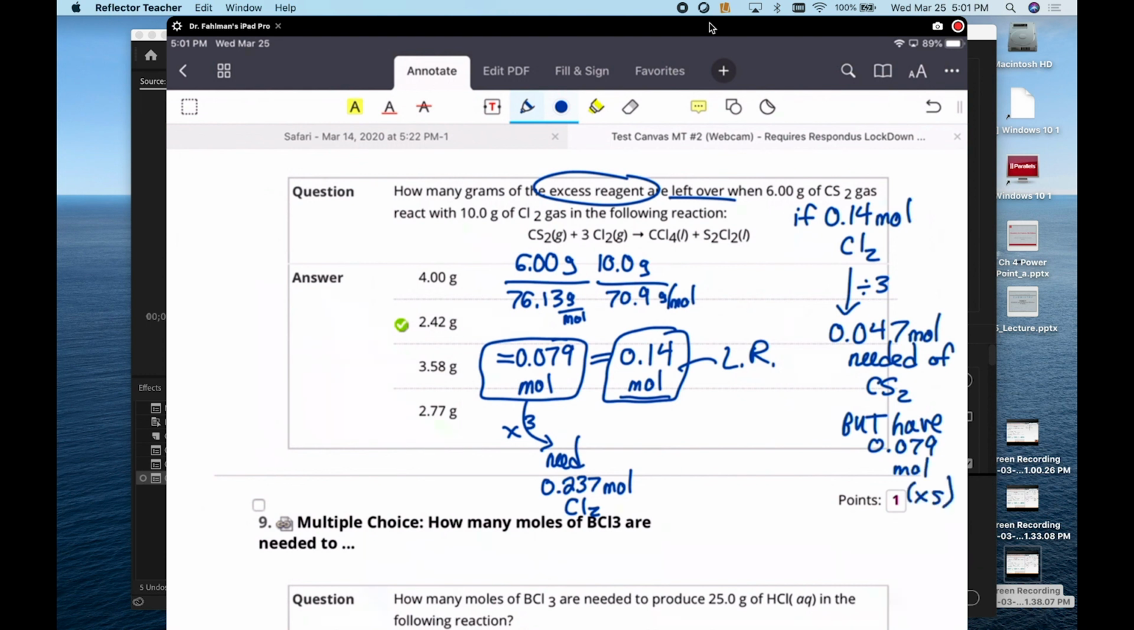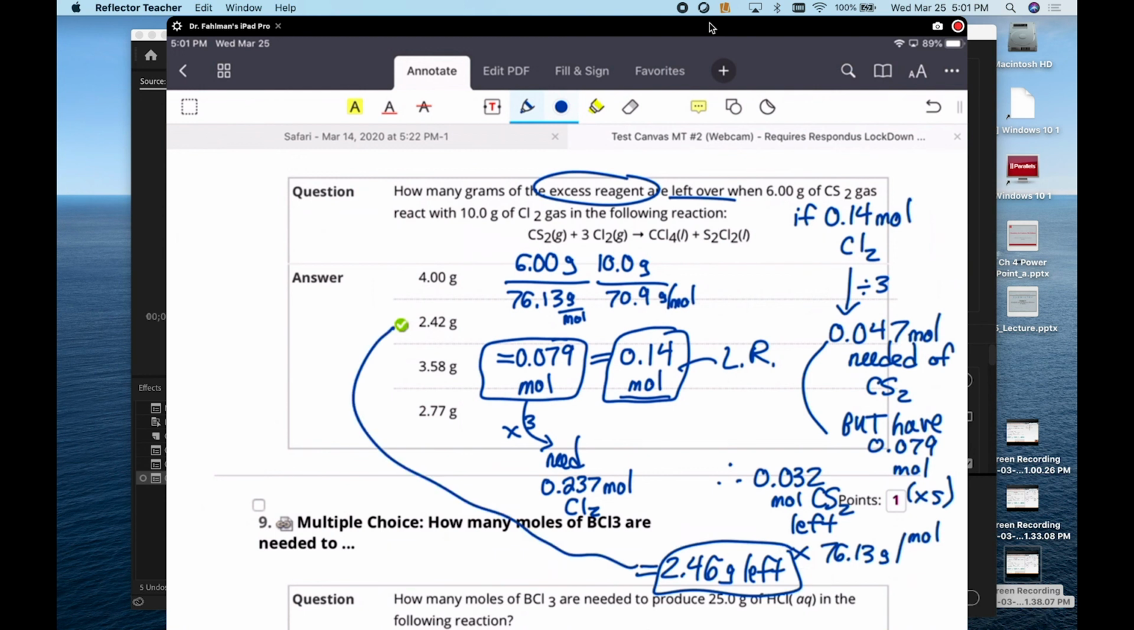And then how easy it is, you just subtract the two of these. So therefore, 0.079 minus the 0.047, you have 0.032 moles of CS2 left. And then to get the grams, you just multiply by 76.13 grams per mole. So that's your 2.46 grams left, which is that one. Close enough.